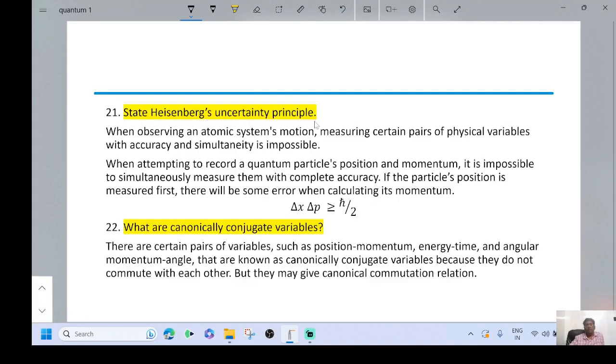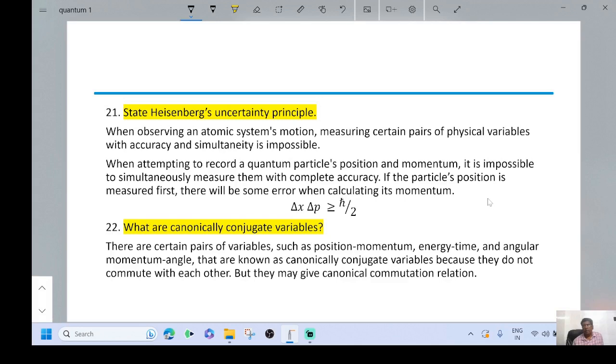State Heisenberg's uncertainty principle. When observing an atomic system's motion, measuring certain pairs of physical variables with accuracy and simultaneity is impossible. We cannot measure the two variables at the same instant of time. When attempting to record a quantum particle's position and momentum, it is impossible to simultaneously measure them with complete accuracy. If the particle's position is measured first, there will be some error in calculating its momentum. Anyway, the product of errors must be greater than or equal to h cross by 2.